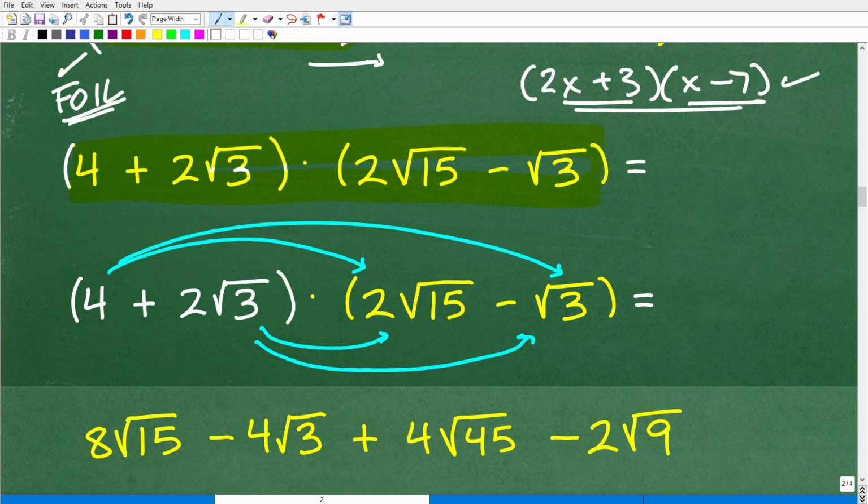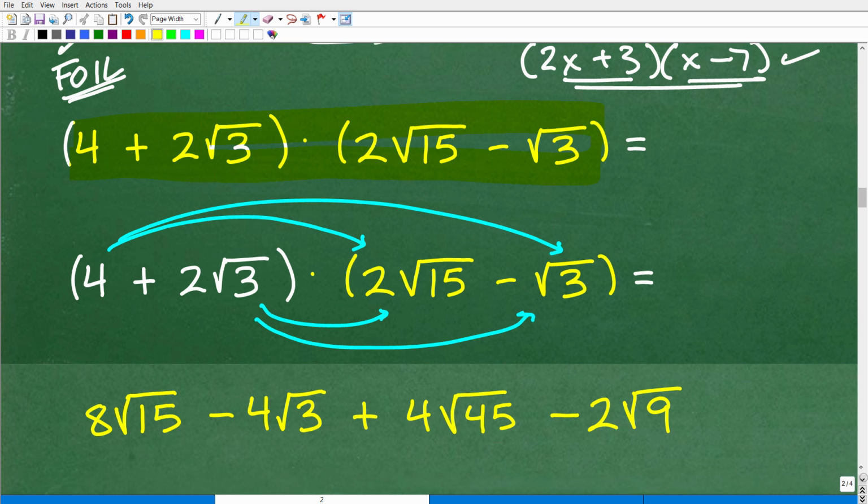That's why I like to pre-write all my problems out. Okay, so hopefully you can see the steps here. Let's go ahead and tackle this now. All right, so 4 times 2 square root of 15, that's 4 times 2, that's 8 square root of 15, that's that result. 4 times negative square root of 3 is negative 4 square root of 3.